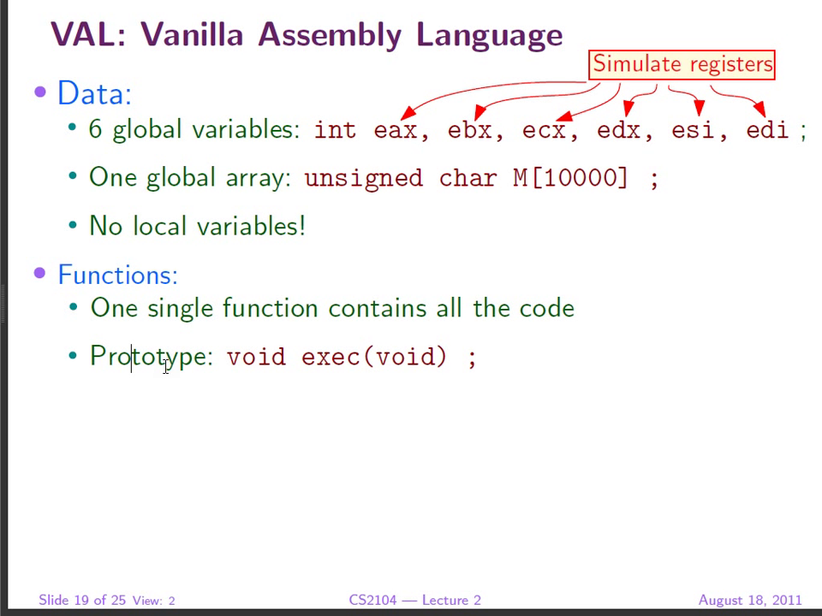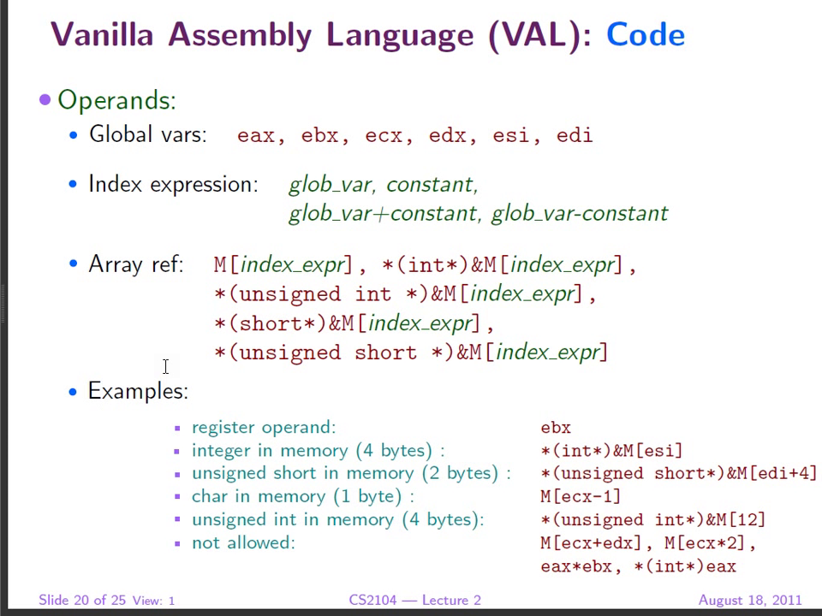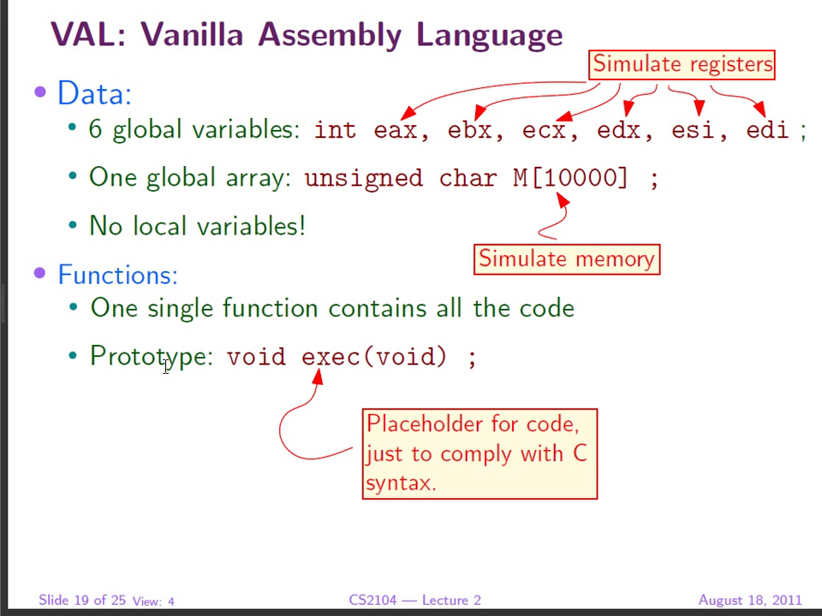So these variables simulate registers. The array simulates memory. And exec is just a placeholder for code, just because we need to comply with C syntax. Remember, these are limitations that we are placing on the C language to make it similar in programming effort to an assembly language. So these are the only variables that you can use. This is all you can declare as storage, variables and array. No other array, no other local variable, no other global variable. Only one function which must have this prototype. No other functions are allowed.